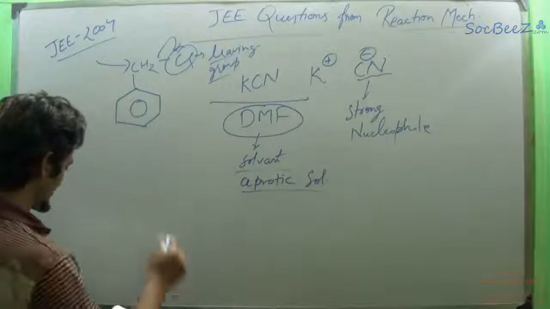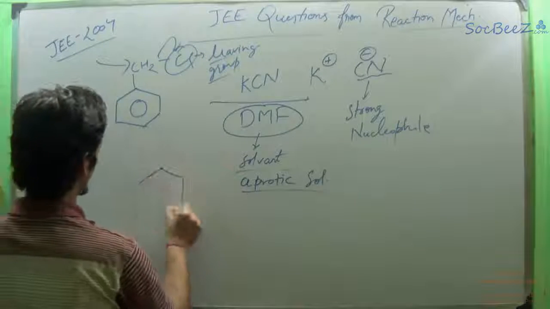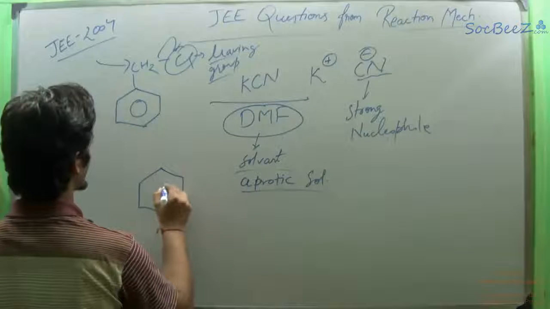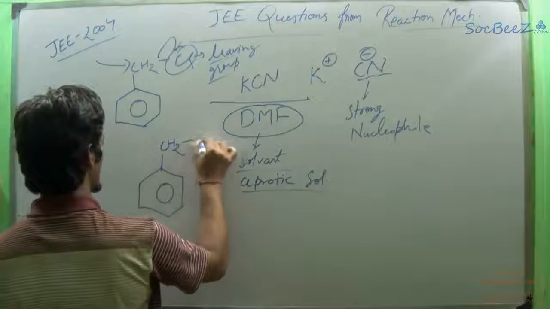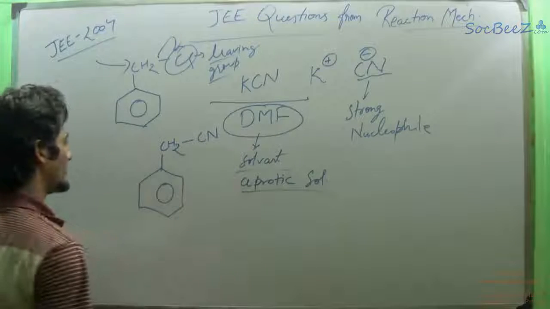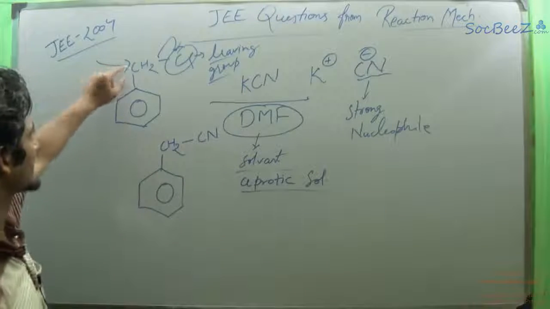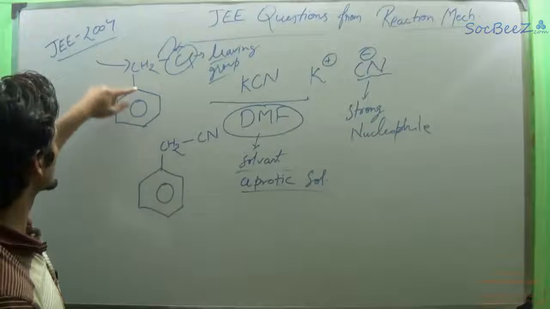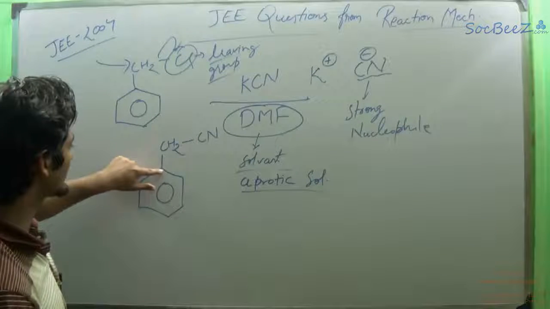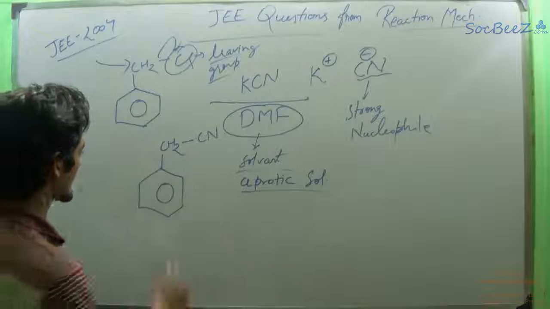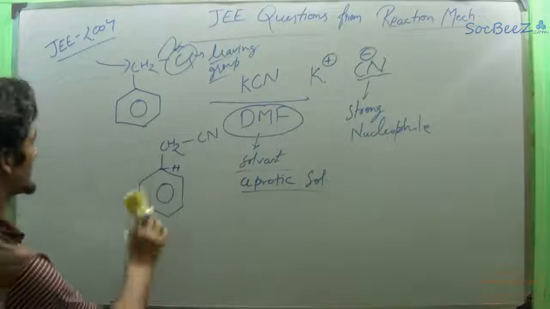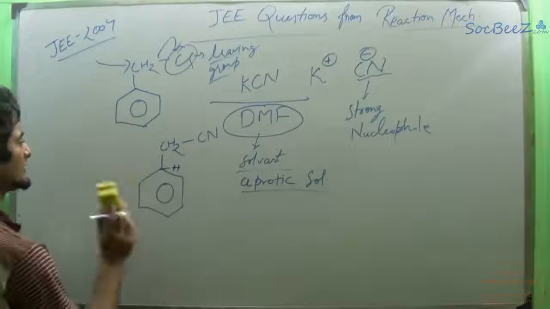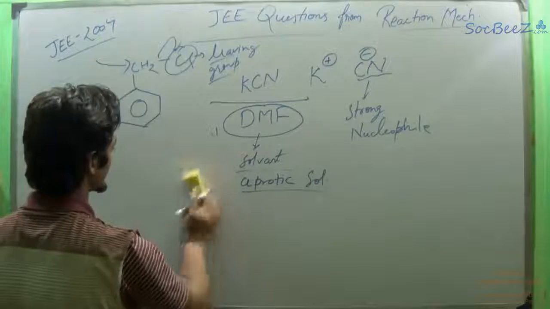Hence, it will be an SN2 reaction with the product being CH2CN. Now, it cannot be an elimination reaction because this carbon is part of the benzene ring, so this H cannot be eliminated. So it will only be a nucleophilic substitution reaction and not an elimination reaction.